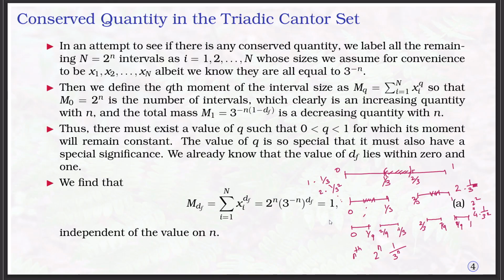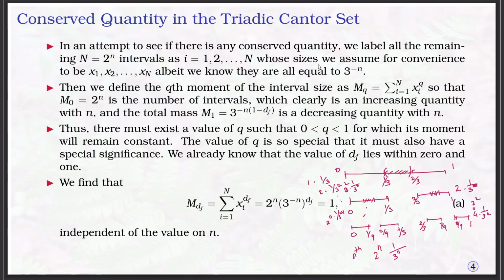In general, in the nth iteration, we have 2 power n intervals. In the first iteration, intervals of length 1 by 3; then 2 power 2 intervals of length 1 by 3 power 2; and so in general 2 power n intervals of length 1 by 3 power n, and it goes on. We are removing this type of interval.